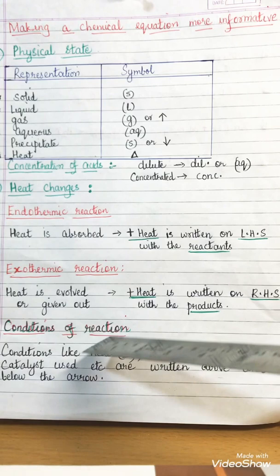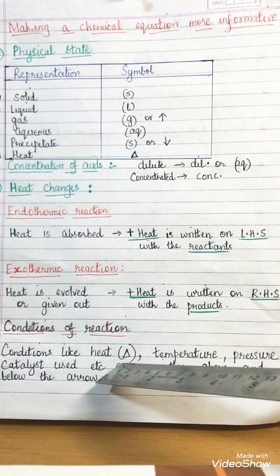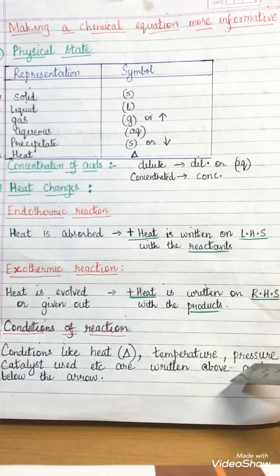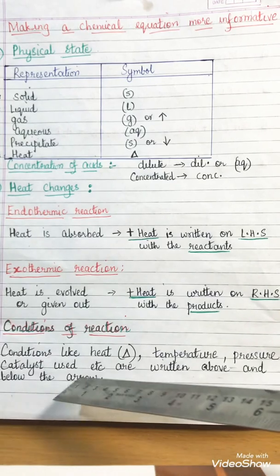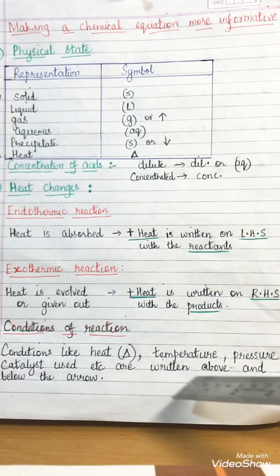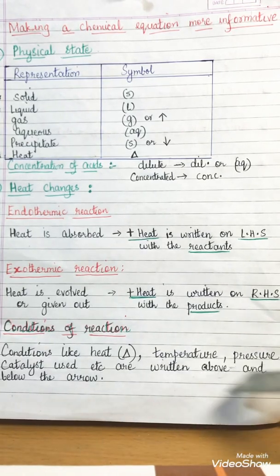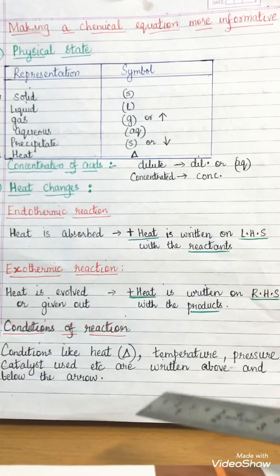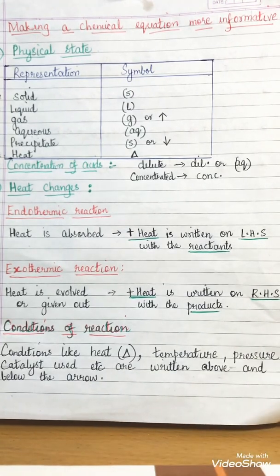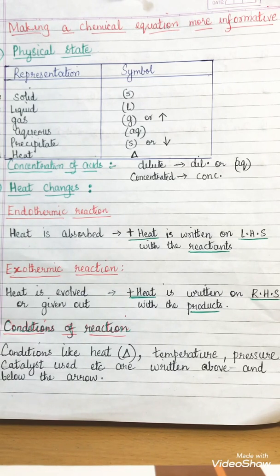Then conditions of reactions like heat, temperature, pressure, catalyst used, etc. are written above and below the arrow. So all the conditions required during the chemical reaction are mentioned either above or below. If the conditions are more, you can use both the space above and below the arrow.